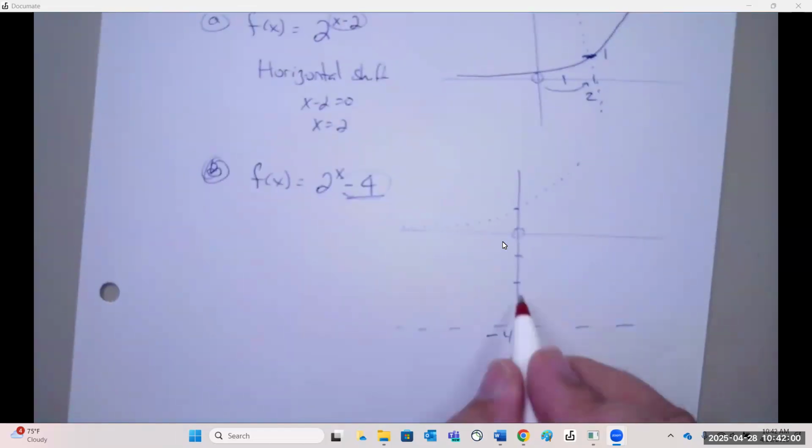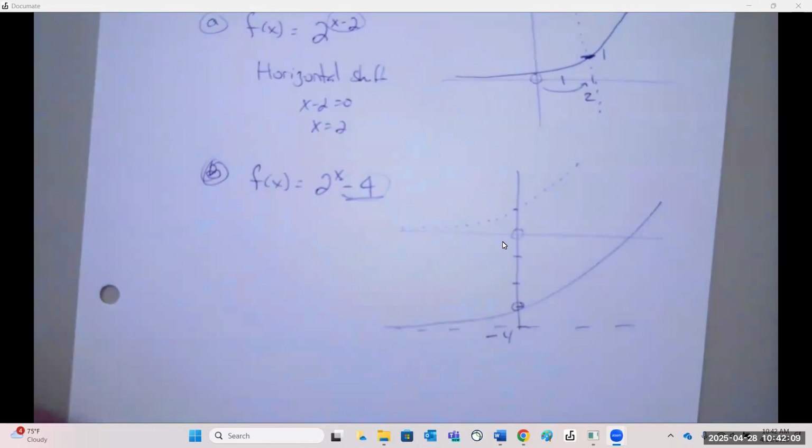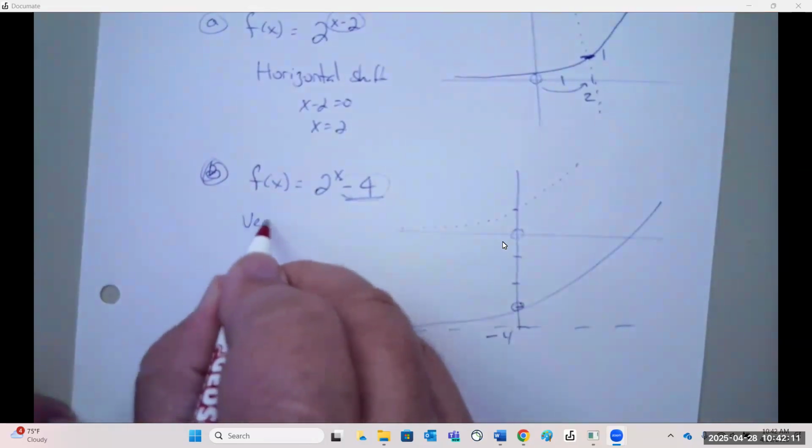So there's my new origin. My y-intercept is still 1 up. And there's my graph, just a vertical shift.